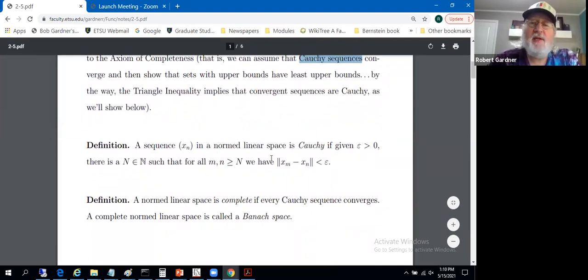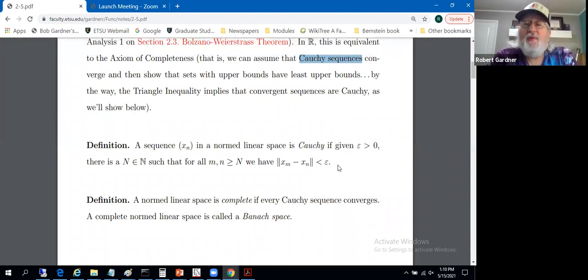A sequence x sub n in a normed linear space is Cauchy if, given any epsilon greater than 0, there's a natural number, capital N, such that for all indices m and n greater than or equal to capital N, we have the norm of x sub m minus x sub n less than epsilon. Okay, so the usual definition of Cauchy. Remember, we have a metric here. The distance from x sub n to x sub m, that metric is induced by this norm. The norm of the difference is the metric, the distance between those two.